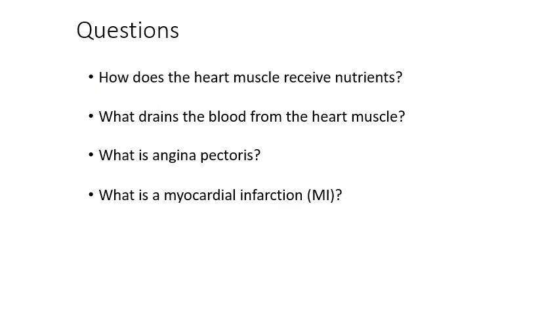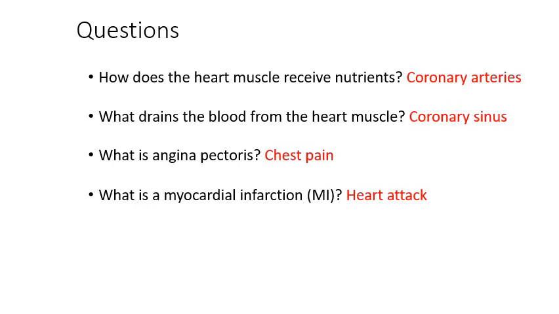Okay, so how does the heart muscle itself receive nutrients? What drains the blood from the heart muscle? What's angina pectoris, and what's a myocardial infarction? So there's your answers. Coronary arteries are the ones that are delivering nutrients and oxygen to the heart muscle itself. Coronary veins, specifically the coronary sinus, drain the blood from the heart.